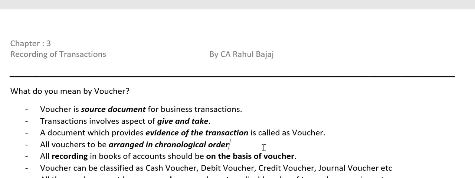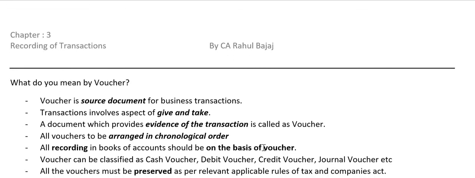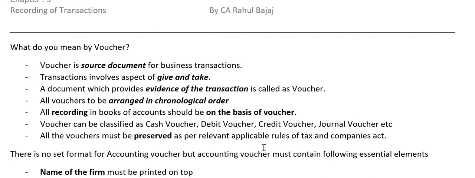Then vouchers are to be arranged in chronological order, meaning the way they happened. Say a transaction from 10 days before comes first, then 9 days before, like last month's transaction, then the current month's transaction, then the subsequent month's transaction. So it should be in chronological order, 1 2 3 4 5 6. It should be serially numbered. Recording in books of account must be on the basis of a voucher. Without a voucher, recording should not be done in the books of account.